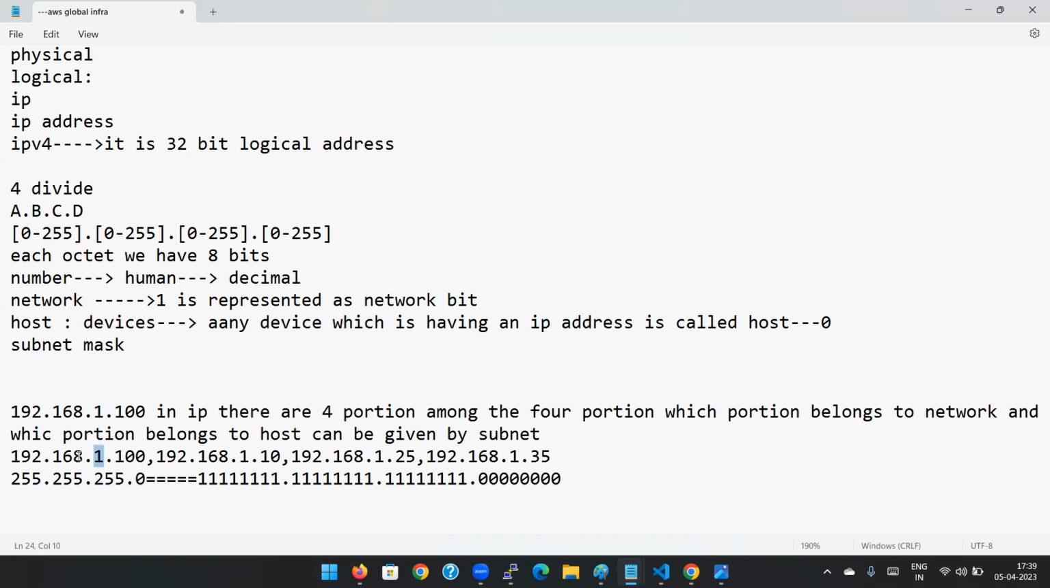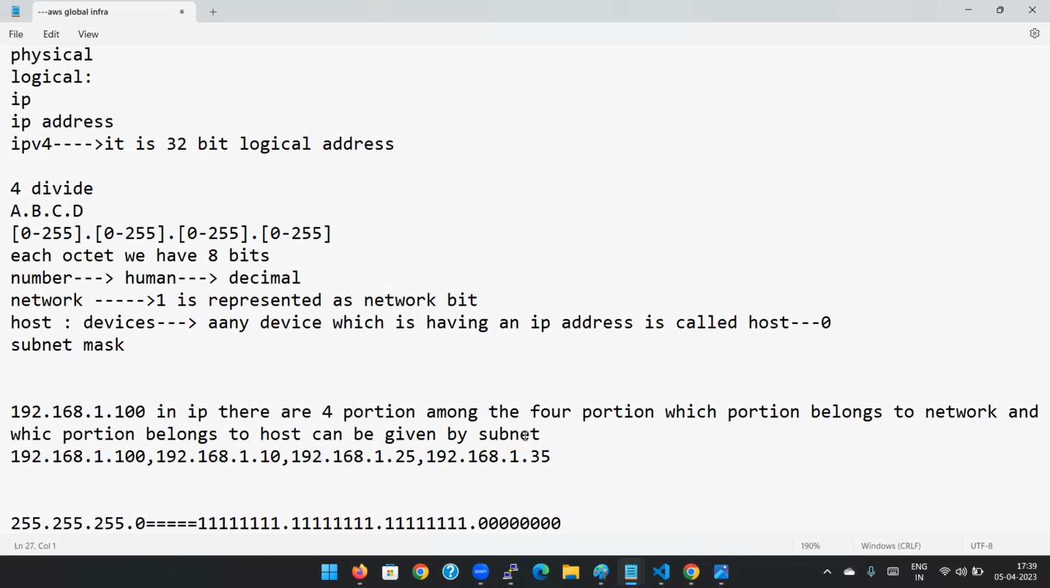If you see here, the first 3 octets of the IP addresses are the same among all these computers. What is differing? Only the last number is differing. The identification for your devices is differing. Here you have 100 as your computer identification, and here you have 10. The identification is not repeated, but what is constant here?